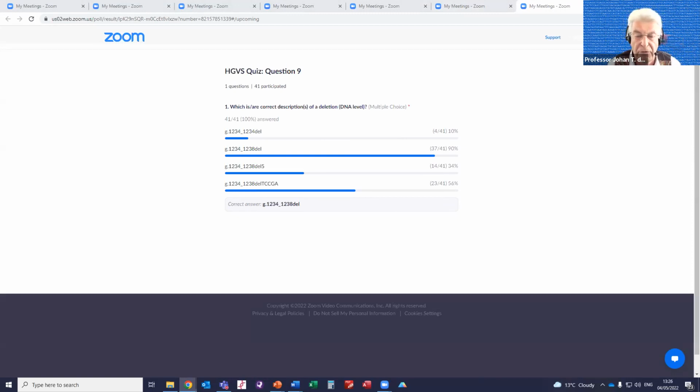Answer 3 and 4 are wrong because you should not indicate the length of the deletion, like del5, or the sequence that is deleted, like CCGA, because that is redundant information. And descriptions using HGVS should be as short as possible. So do not give useless information or give the same description twice. 1234_1238del5, it's obvious that there is a deletion of 5 nucleotides. But as I said, I see a lot of answers like 3 and 4. You should not do that.